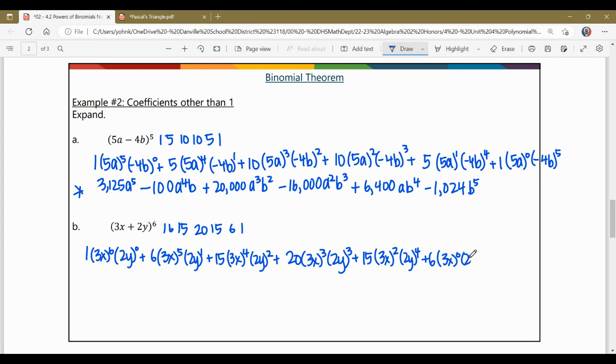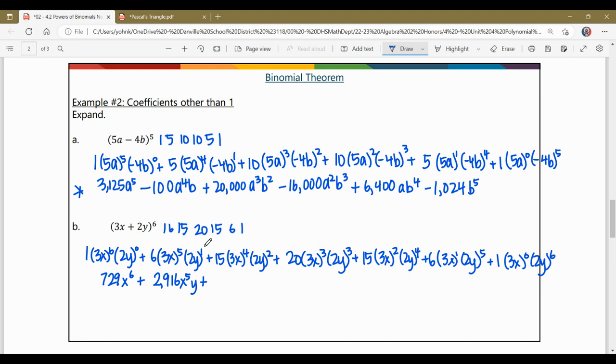to the 1st, 2y to the 5th. And then finally 1 times 3x to the 0 times 2y to the 6th. Okay, so 2y to the 0 is 1 and 1. So we got 3 to the 6th, which is 729 x to the 6th. Plus, we got 6 times 3 to the 5th times 2 to the 1st. That's 2,916 x to the 5th y.